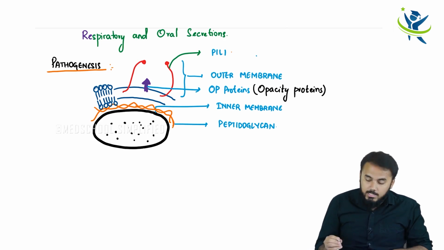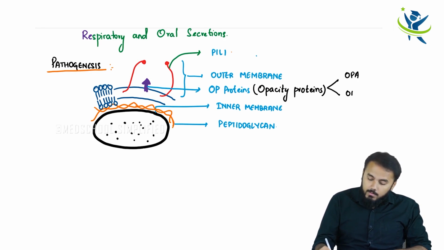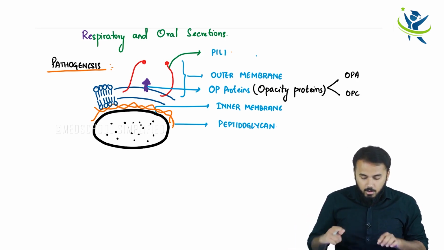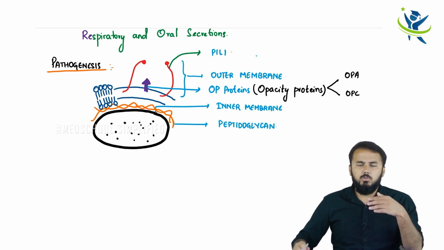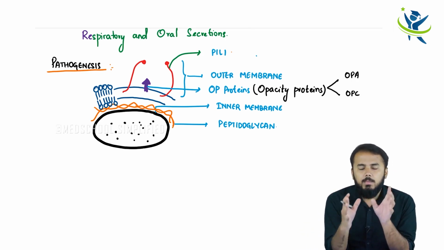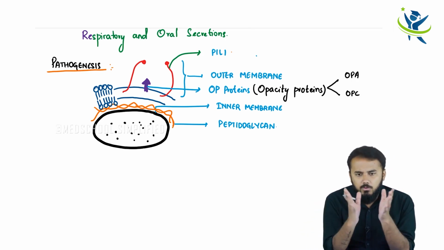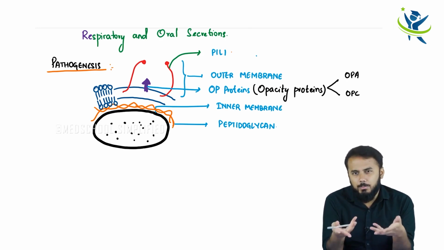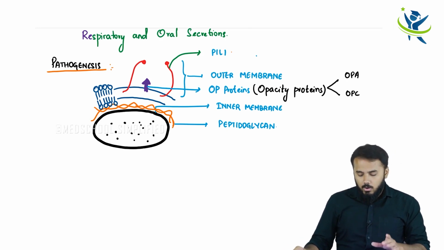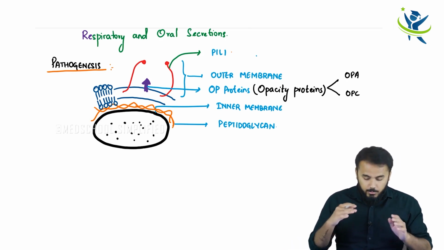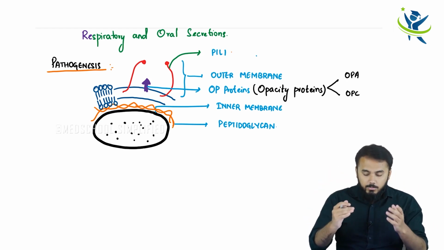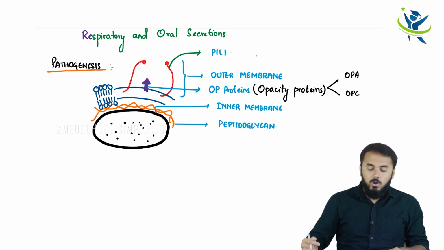How many opacity proteins are there? There are two opacity proteins. One is called OPA, another one is called OPC. Opacity protein A, opacity protein C. I have drawn only one OP protein because both of them, OPA and OPC, perform the same function. That is why I have drawn only one OP protein, showing that this is both OPA and OPC. So overall we have the inner membrane, the peptidoglycan layer, surrounding that the outer membrane, and within the outer membrane we have pili and OP proteins.